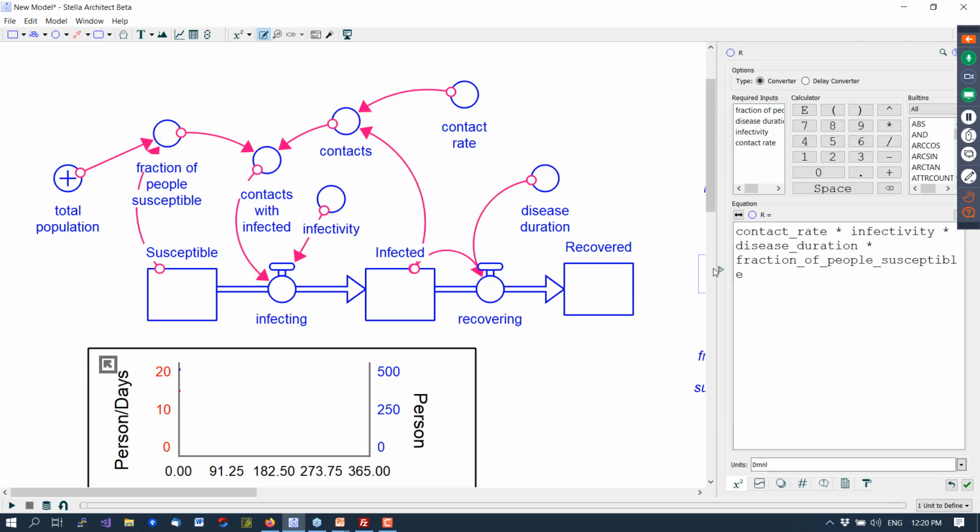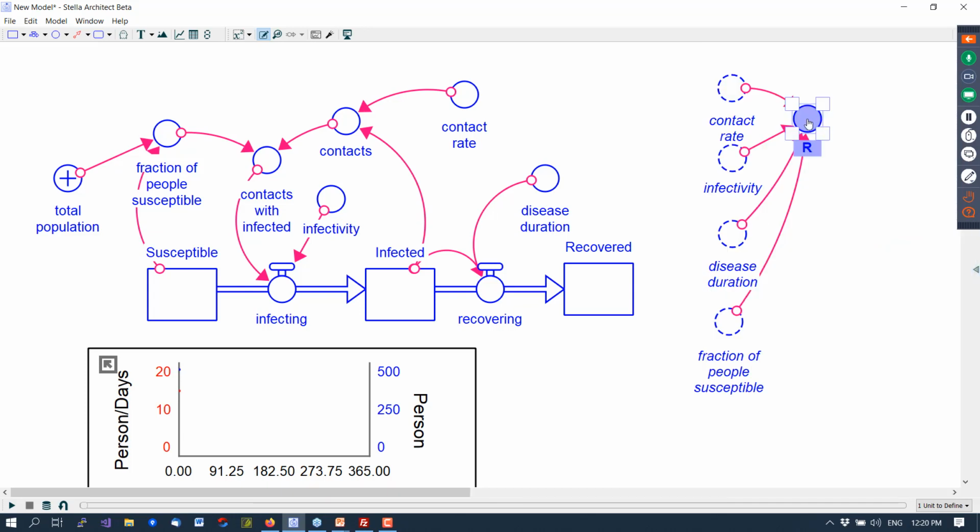It's a dimensionless concept. It is the number of people who are going to be reinfected by a person at any point in time, and R naught is basically the value of this when the fraction of people susceptible is 1. And I'm going to just do it as the init of R.